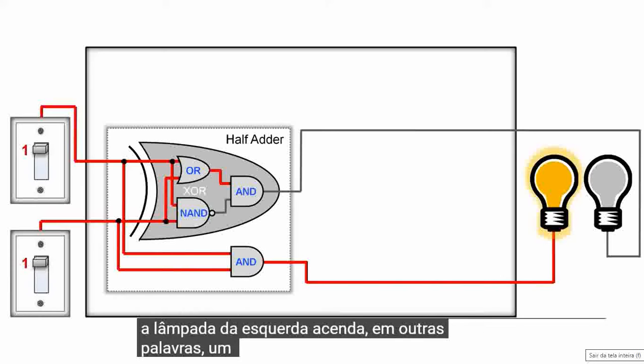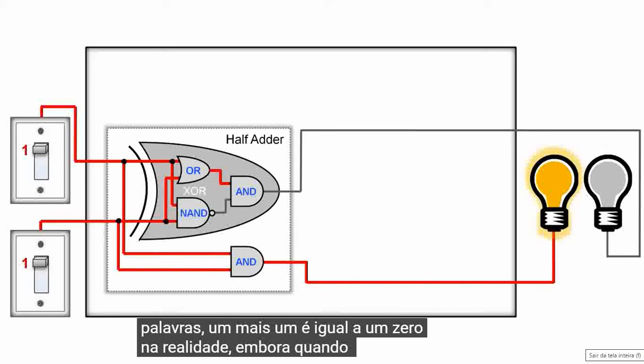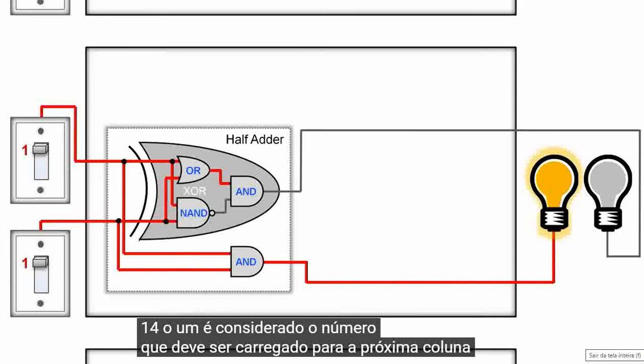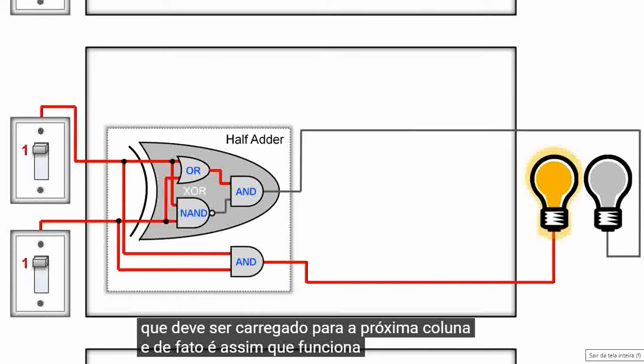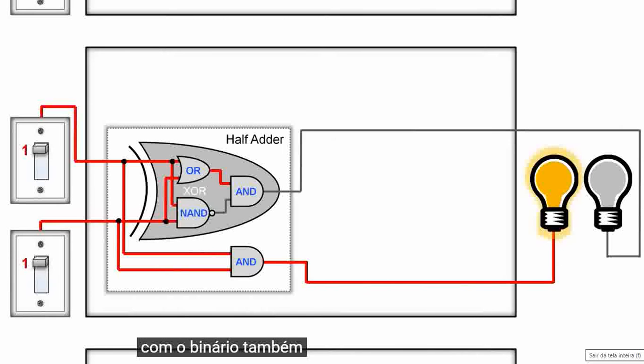In reality, though, when you add decimal numbers, such as 7 and 7 to get 14, the 1 is considered the number that has to be carried to the next column. And in fact, that's just how it works with binary as well. Normally, you would have several full adders right next to each other. The left light bulb next to our full adder would actually be the number that carries to the next full adder.